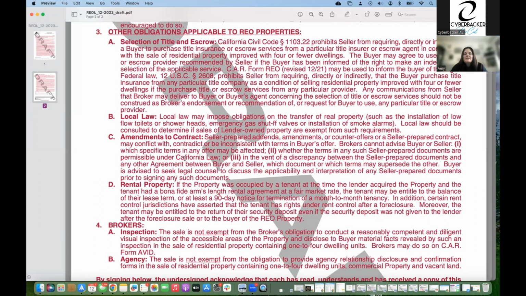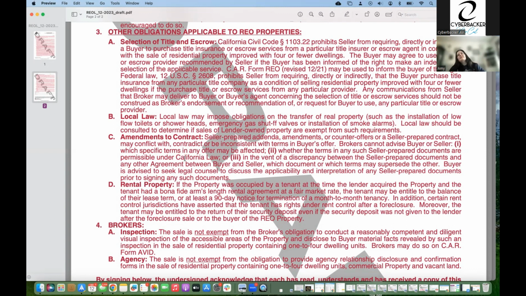Amendments to the contract. Seller prepared addendum amendments or counter offers or a seller prepared contract may conflict with, contradict, or be inconsistent with the terms in buyer's offer. Brokers cannot advise buyer or seller which specific terms in any offer may be affected, whether the terms of any such seller prepared documents are permissible under California law or, in the event of a discrepancy between the seller prepared documents and any other agreement between buyer and seller, which document or which terms may supersede the other. Buyers advised to seek legal counsel to discuss the applicability and interpretation of all seller prepared documents prior to signing any such documents.